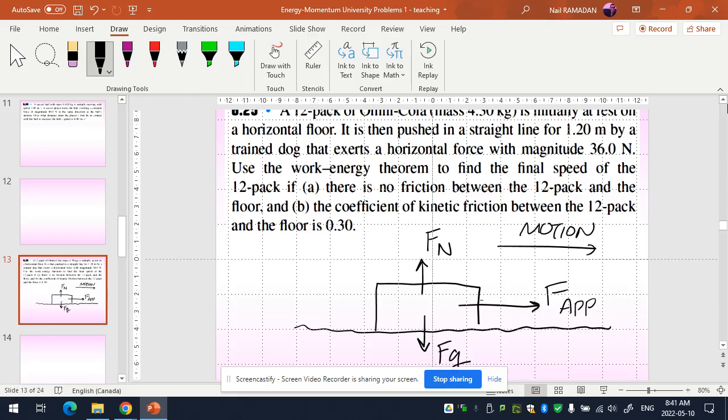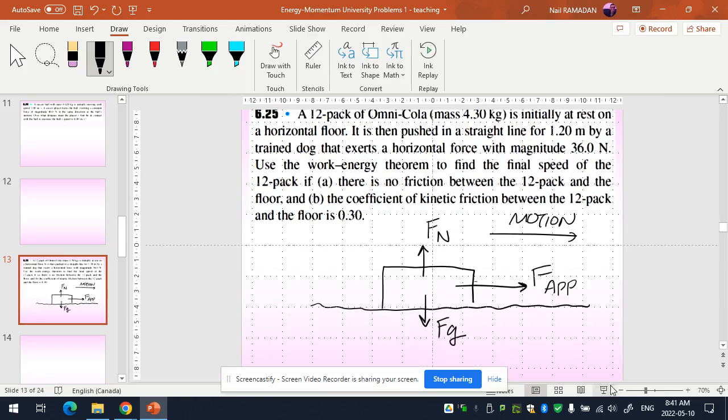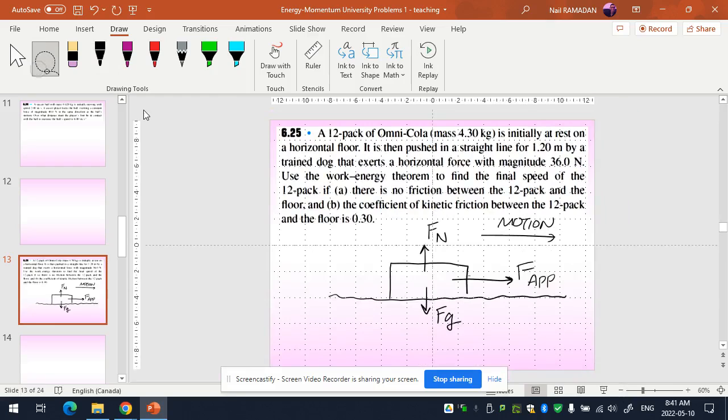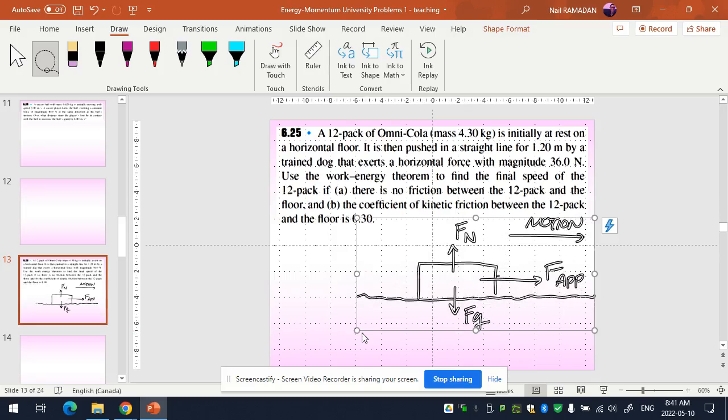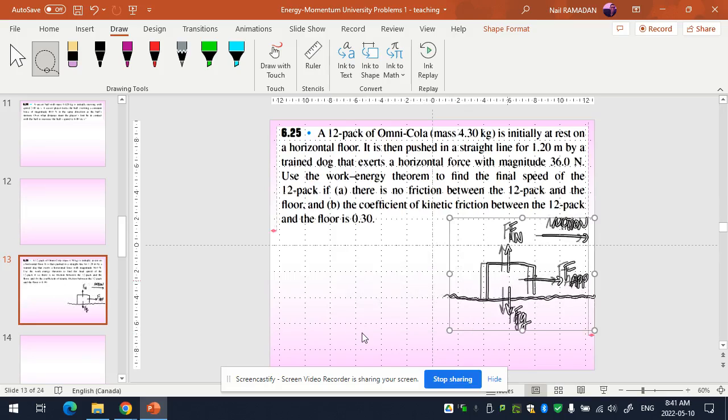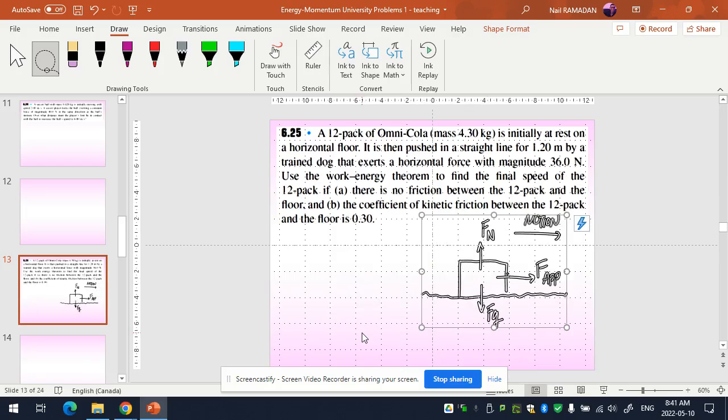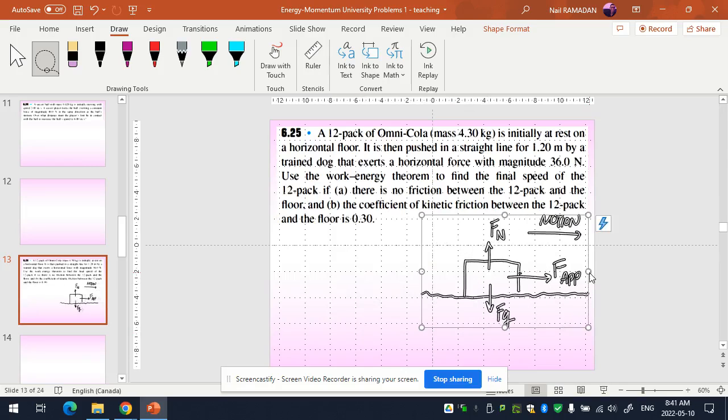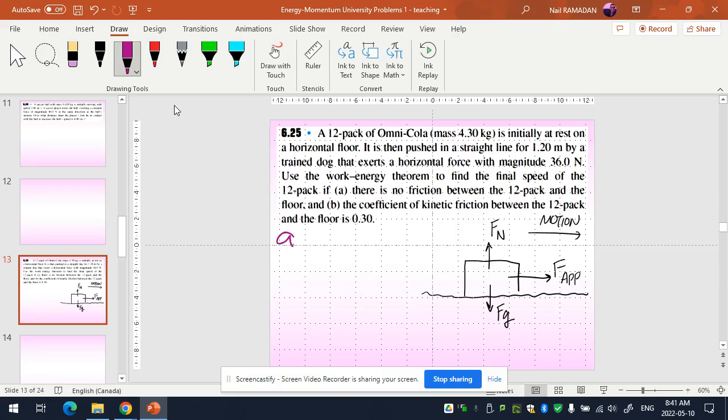Okay. So what we have to start with is this. Actually, you know what? Let me squeeze this diagram a little bit, because I'm going to do my calculation here for part A. Okay, so for part A, W equals delta EK.